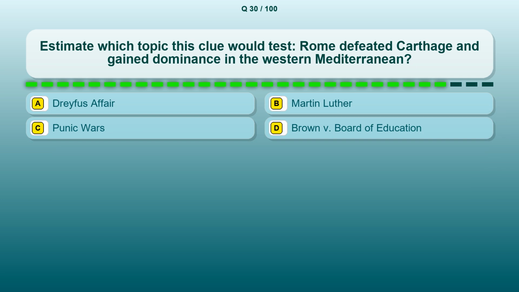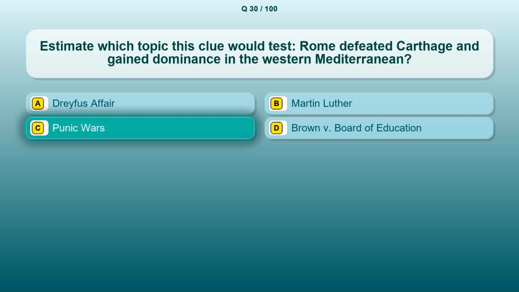Question 30. Estimate which topic this clue would test. Rome defeated Carthage and gained dominance in the Western Mediterranean. Option A, Dreyfus Affair. Option B, Martin Luther. Option C, Punic Wars. Option D, Brown v. Board of Education.